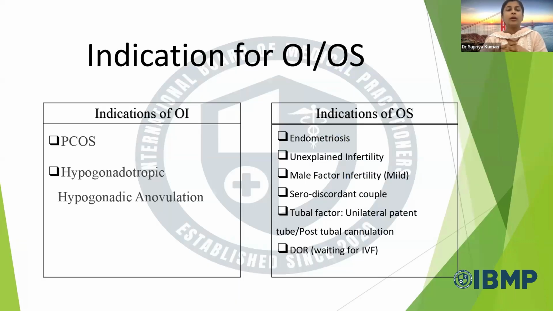So, when do we need to undergo ovulation induction or ovarian stimulation? Induction when there is no natural ovulation, like PCOS or hypogonadotrophic hypogonadism, and ovarian stimulation when ovulation is happening but it is not up to the mark. We just need to augment ovulation, like in endometriosis, unexplained infertility, male factors, serodiscordant couples, DORs, these patients.